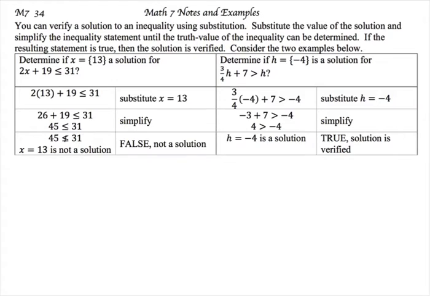Second example, determine if h equals negative 4 is a solution for 3/4 h plus 7 is greater than h. 3/4 times negative 4 plus 7 is greater than negative 4. We're going to substitute in h equals negative 4. Then we simplify. We end up with 4 is greater than negative 4, which is true. Therefore, h equals negative 4 is a solution.